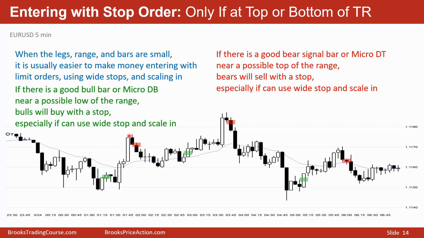And when you're near the top of the range, bears will look to sell. If there's a good sell signal bar and a reasonable reason to sell, they'll sell with a stop. Here we have a nested wedge and a reversal with a decent sell signal bar. They'll sell with a stop there. And they'll especially take the first entries if they can use a wide stop and scale in.